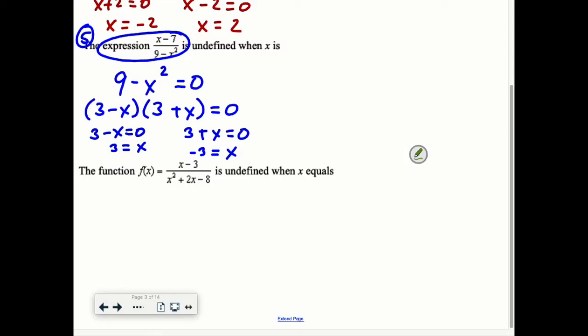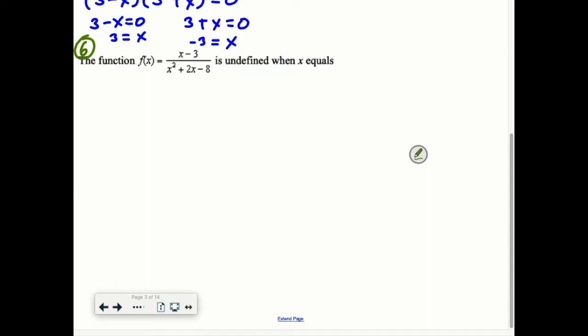Last one we're going to do of these. Then you can head on over to Delta Math and do them. Just pause this video after this one. Not after this one, because I got a trick to show you. This is undefined when x squared plus 2x minus 8 is equal to 0.